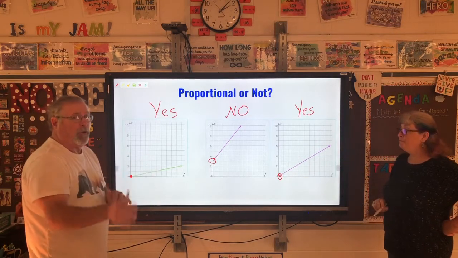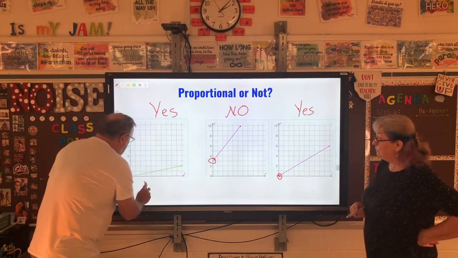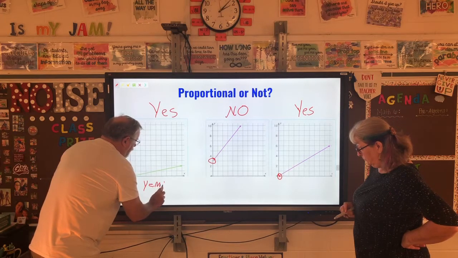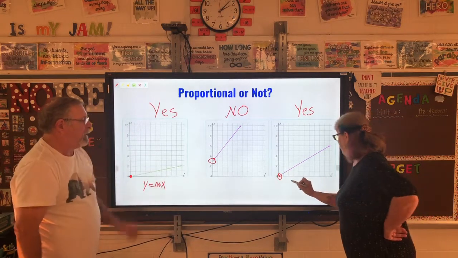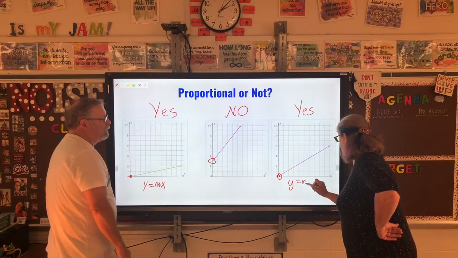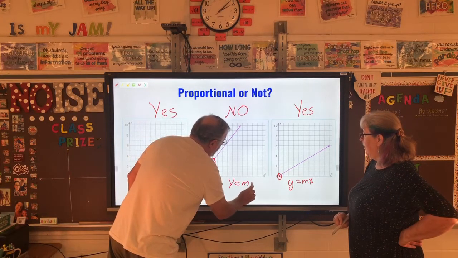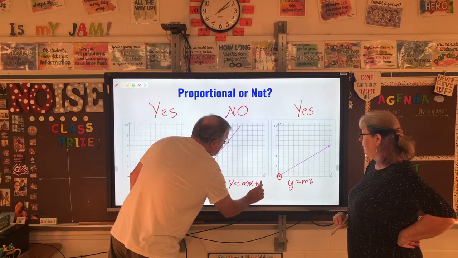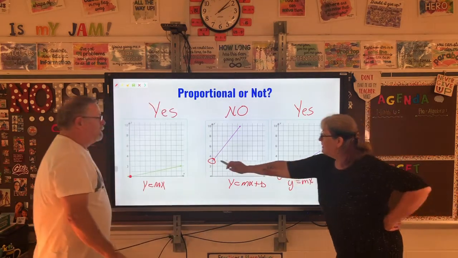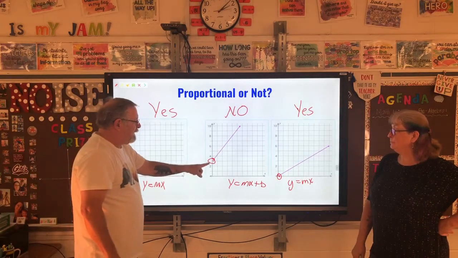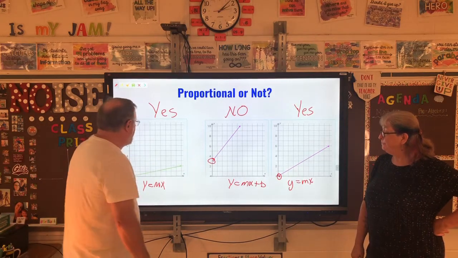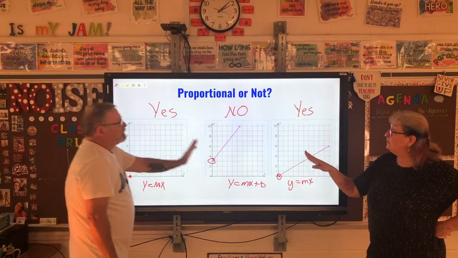So if I wrote an equation for these, this one would be y equals mx, and that one over there would be y equals mx, but this one would be y equals mx plus b. Because that's where that came from. Yeah, b is what caused that to happen. Alright, so yes, no, yes.